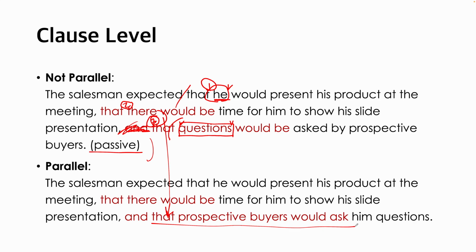Instead of saying "the questions will be asked," you can say "the prospective buyers would ask him questions." Then now we have all three items in the sentence form and also in active voice.